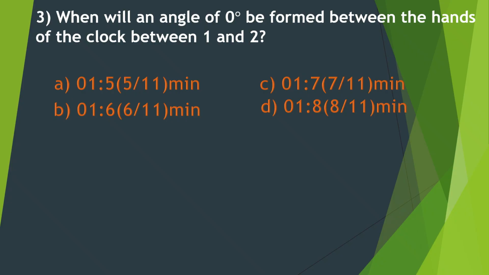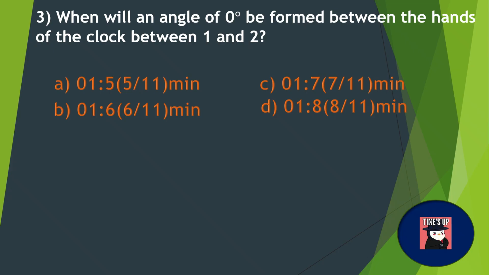Third question on your screen and your timer starts now. How many times 0 degree angle will be formed is not asked here. When will an angle of 0 degree be formed between the hands of the clock between 1 and 2 is asked. When the angle of 0 degree will be formed. So here in this case, you need to use the formula. Formula says 60 divided by 11 into time.